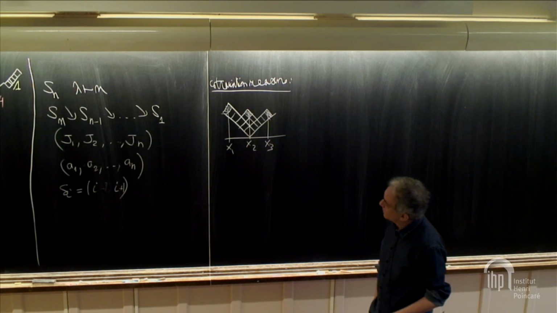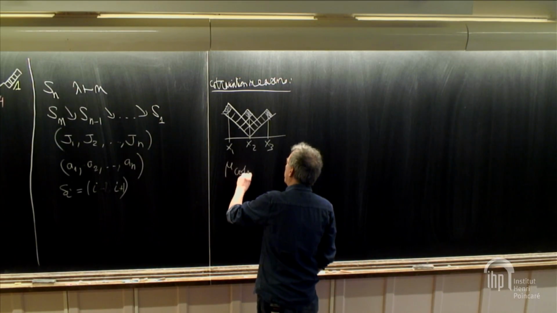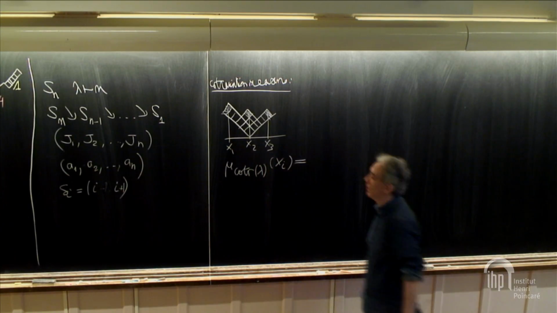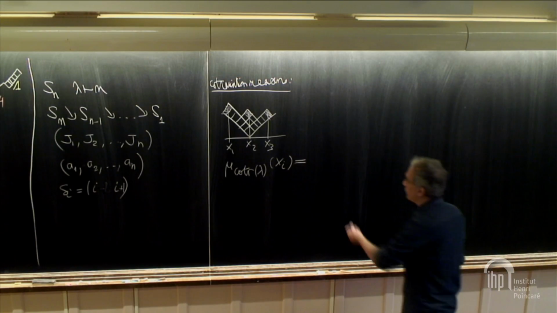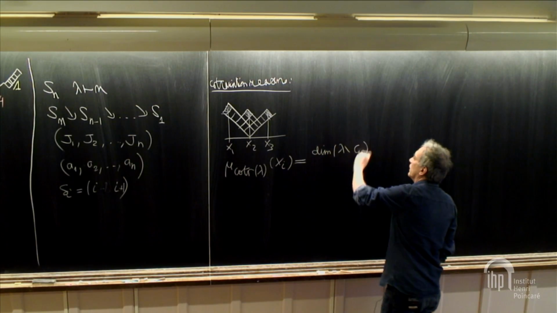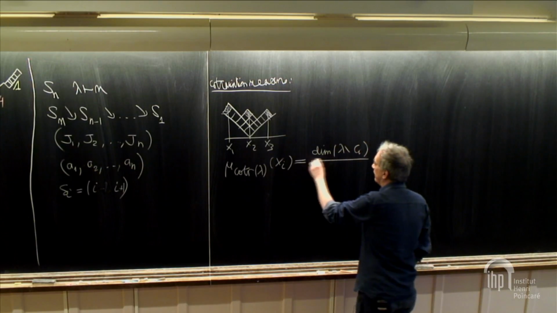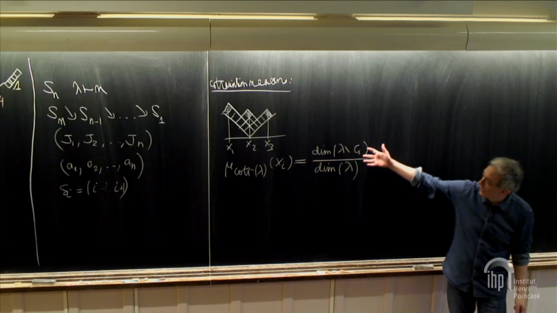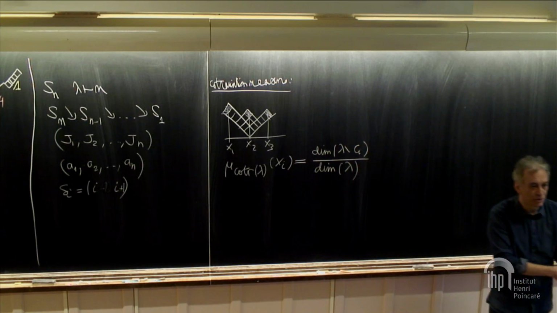And then the mass of a certain corner is equal to the dimension of the representation that you obtain by erasing the corner from the partition, divided by the total dimension. Of course, since we have multiplicity 1, the sum of all these dimensions is equal to the total dimension, so this is really a probability measure.